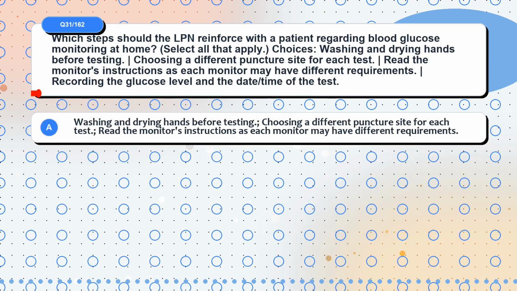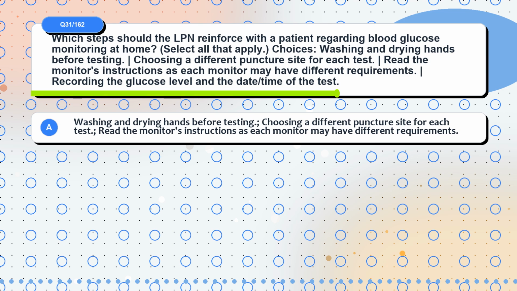Question 31. Which steps should the LPN reinforce with the patient regarding blood glucose monitoring at home? Select all that apply. Choices: washing and drying hands before testing. Choosing a different puncture site for each test. Read the monitor's instructions as each monitor may have different requirements. Recording the glucose level and the date/time of the test.